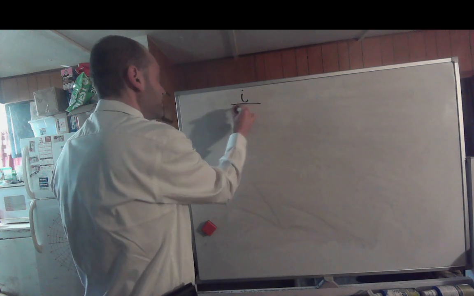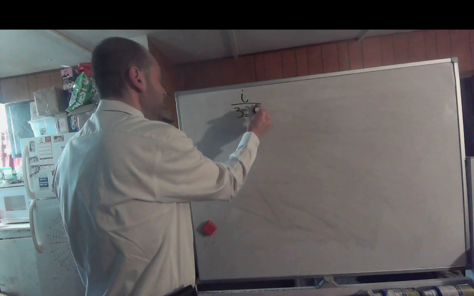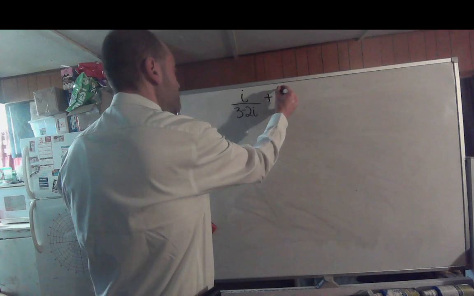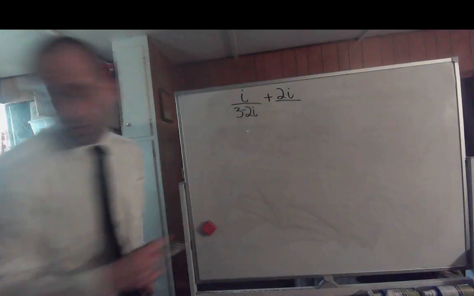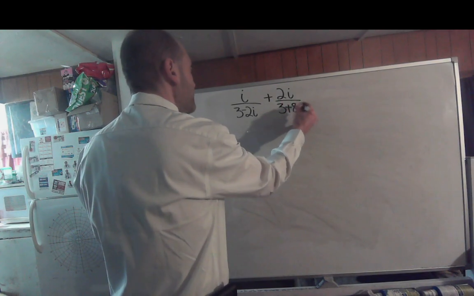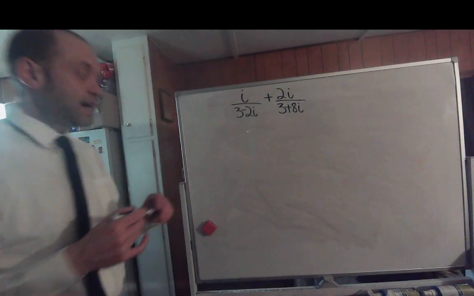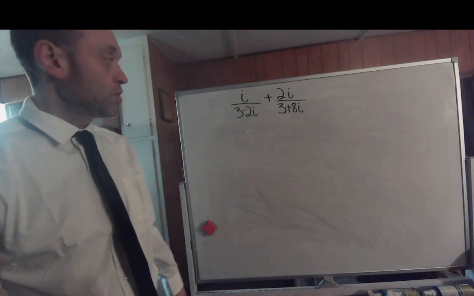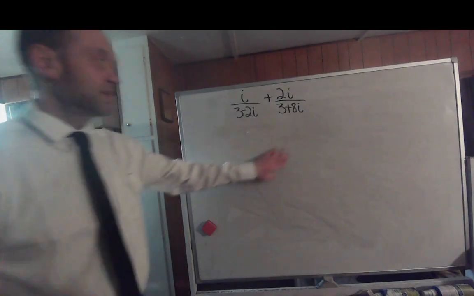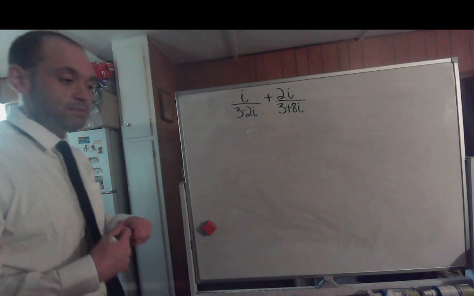All right. Let's do one more with fractions here. So let's say we have i over 3 minus 2i plus 2i all over, wow, 3 plus 8i. So not as nice of fractions to work with, but we can still very much work with it. So i over 3 minus 2i plus 2i over 3 plus 8i. Still, we want the same common denominator.